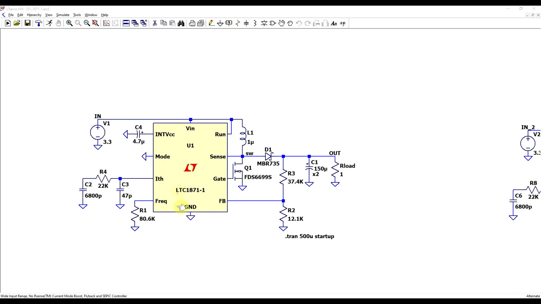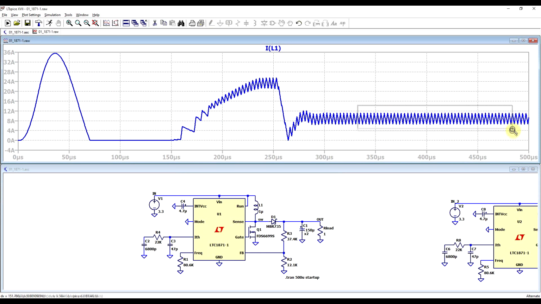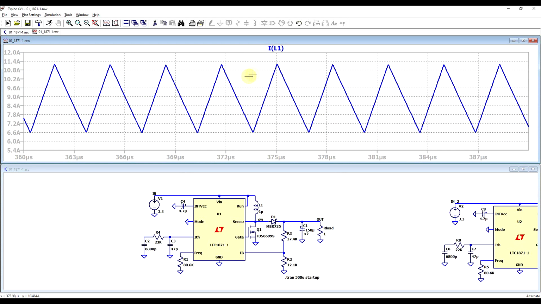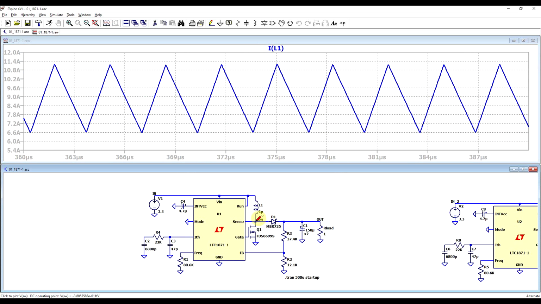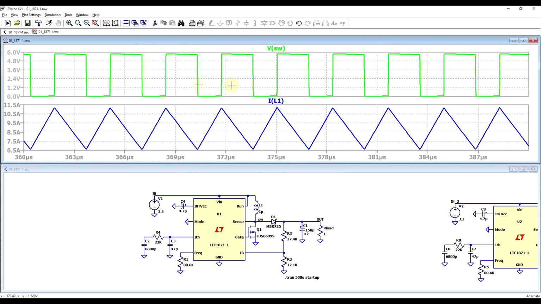So the test fixture for the LTC1871. So as the circuit is, if we run it, and we look at the inductor current and just zoom into the area in which it's stable, we can see the typical current waveform for continuous conduction mode. A very nice triangle waveform. And if we also look at the switching node voltage, and we just put it into another plane, we can again see the typical waveform. So an almost square wave.